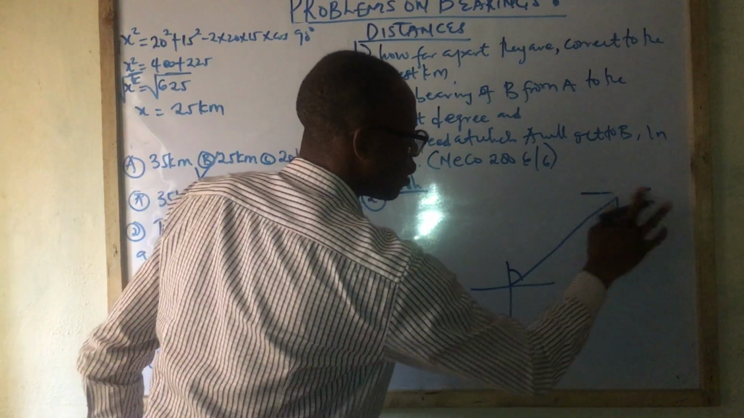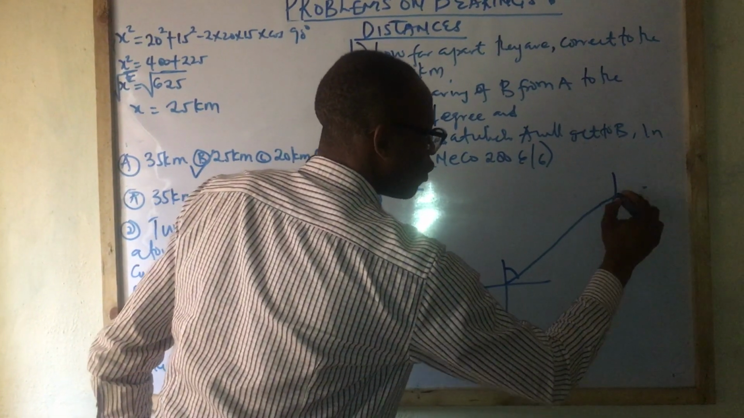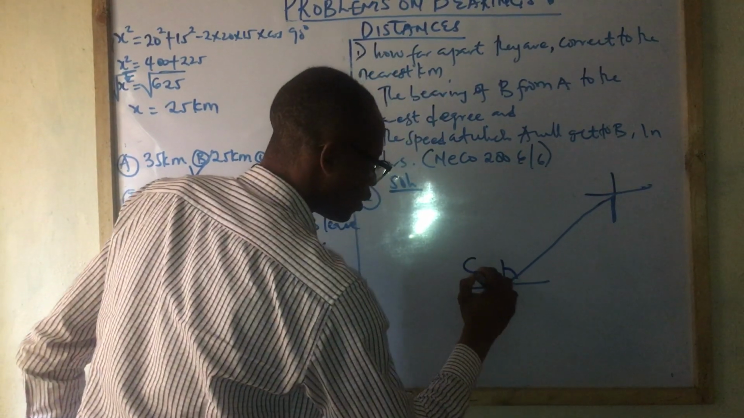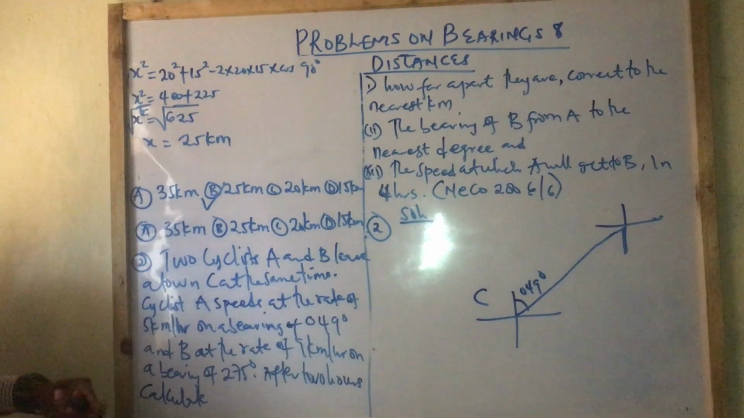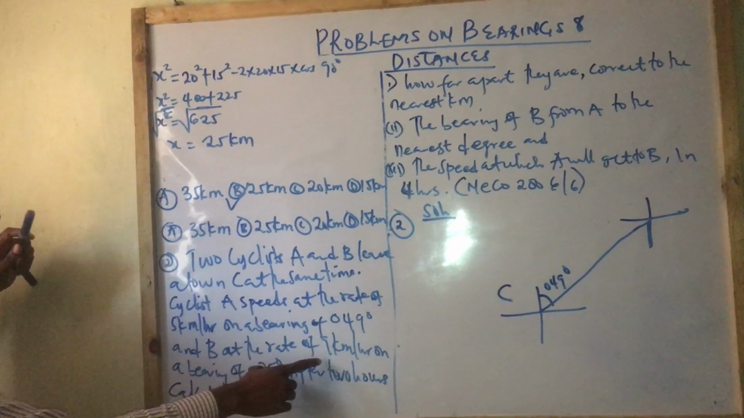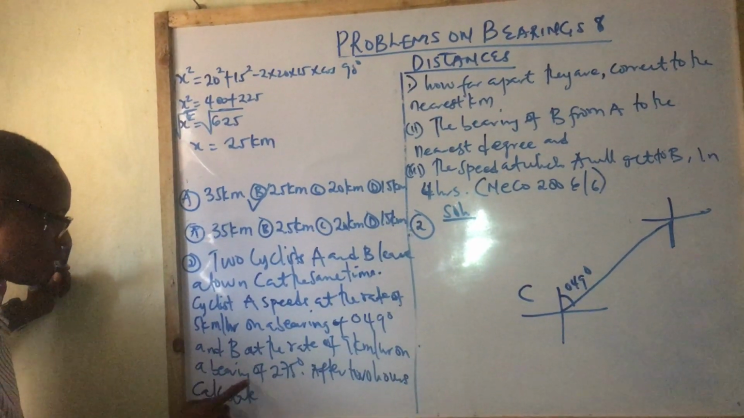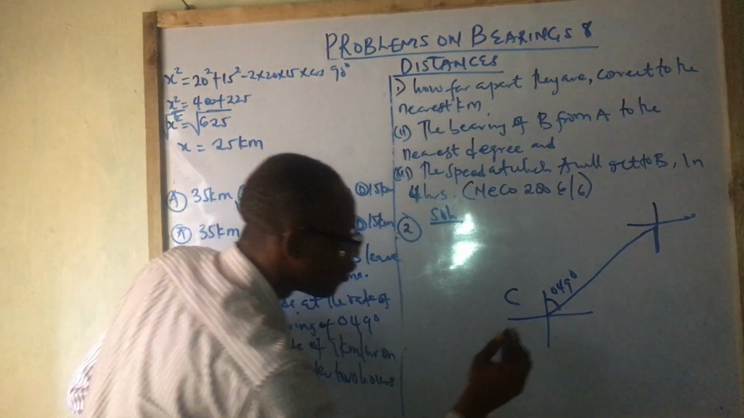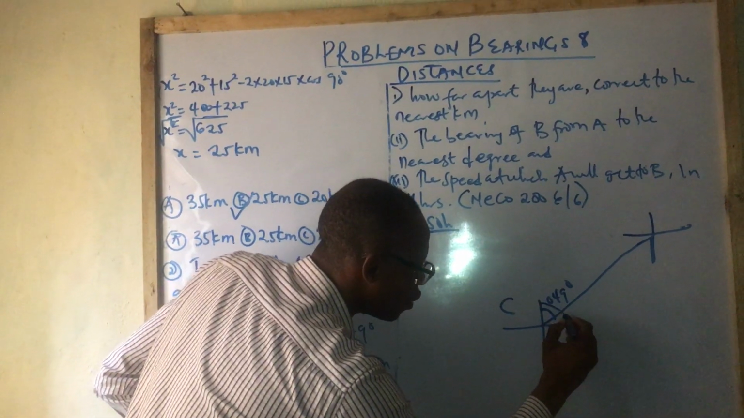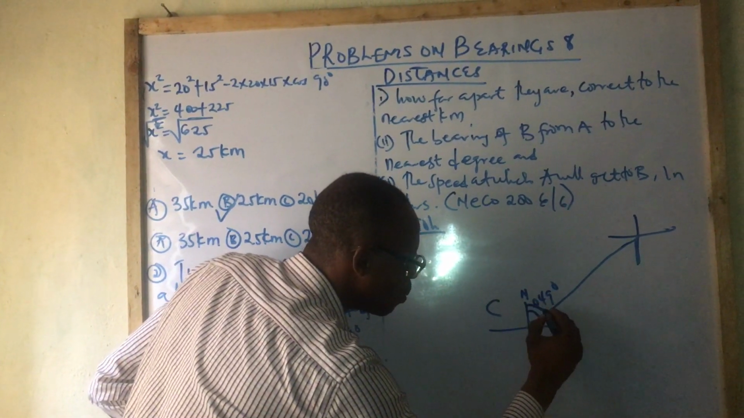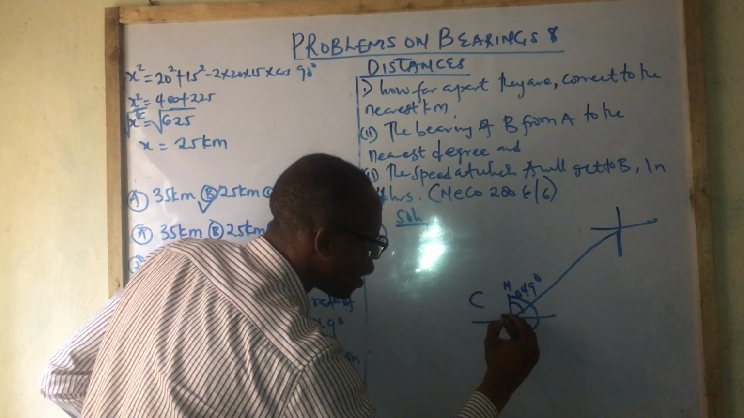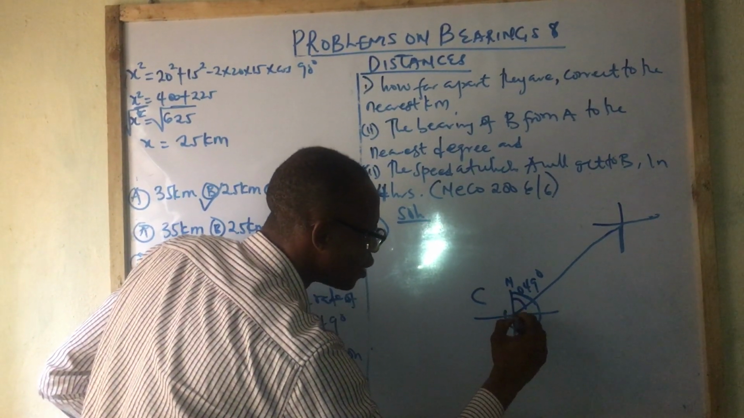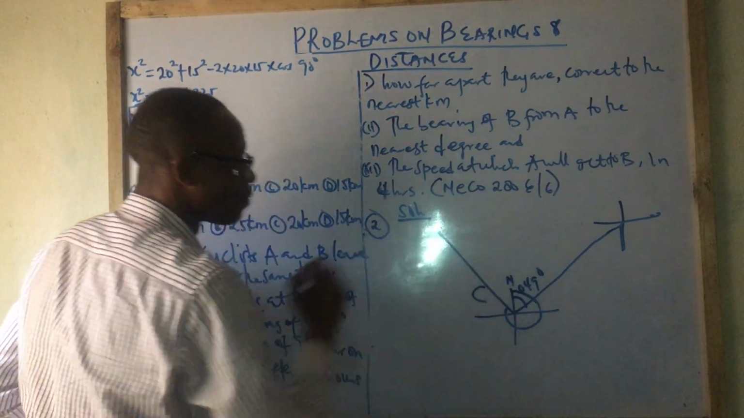This is a point C, 049 degrees. And B at the rate of 9 kilometers per hour on a bearing of 275. Now 275 is more than 90, so don't forget we are starting from the north. We move 90, we move 180, we move to 270, then we stop at a midpoint of 360. So we move like this because it's not up to 360.